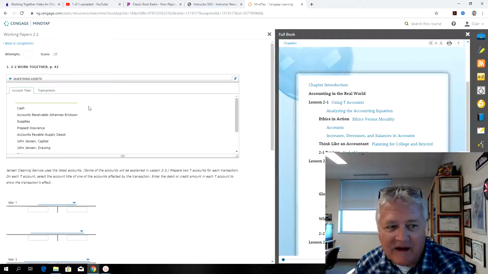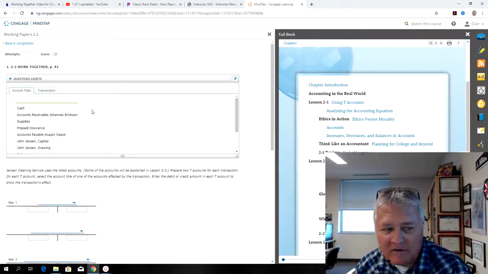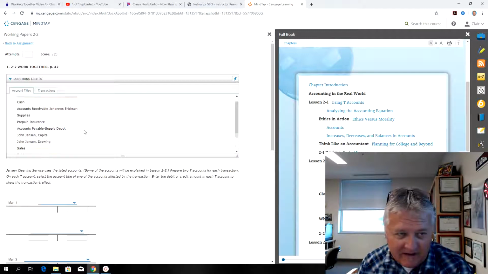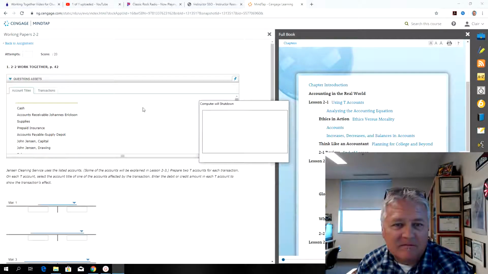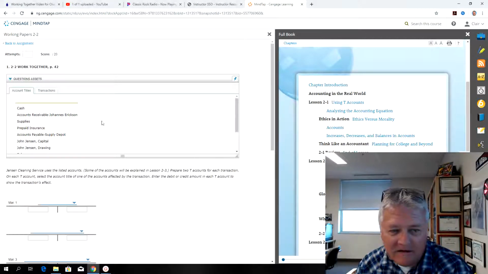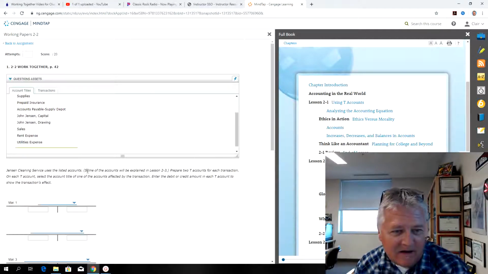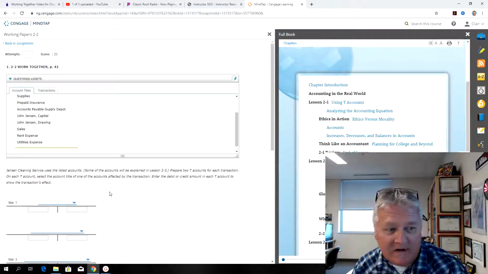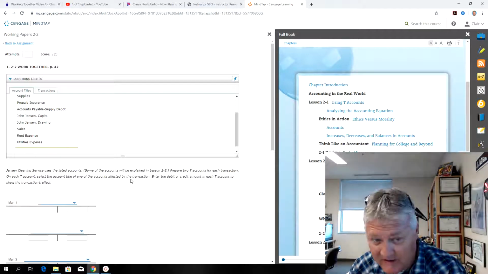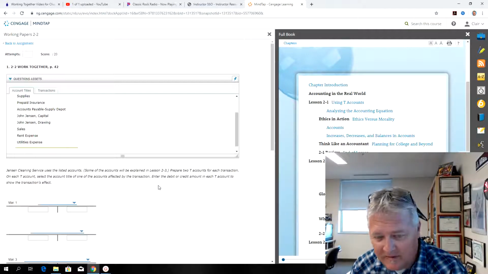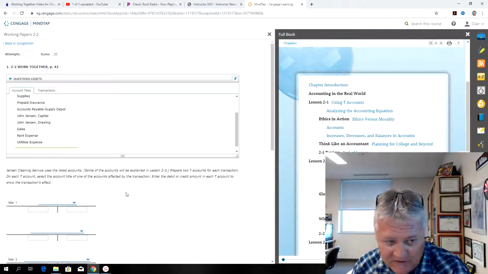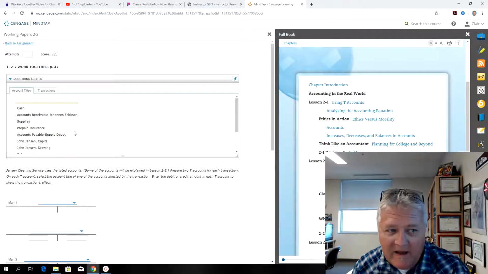So here's a list of accounts here. And this says this is Jean's Cleaning Service, uses a list of accounts, and that's what that is. And so it says prepare 2 T accounts for each transaction. On each T account, select the account title of one of the accounts affected by the transaction, enter the debit and credit amount in each T account to show the transaction type. Well, there's the accounts. We can't add any other accounts. We can only use what's in this list. So we don't make up anything. We just use what was given to us.